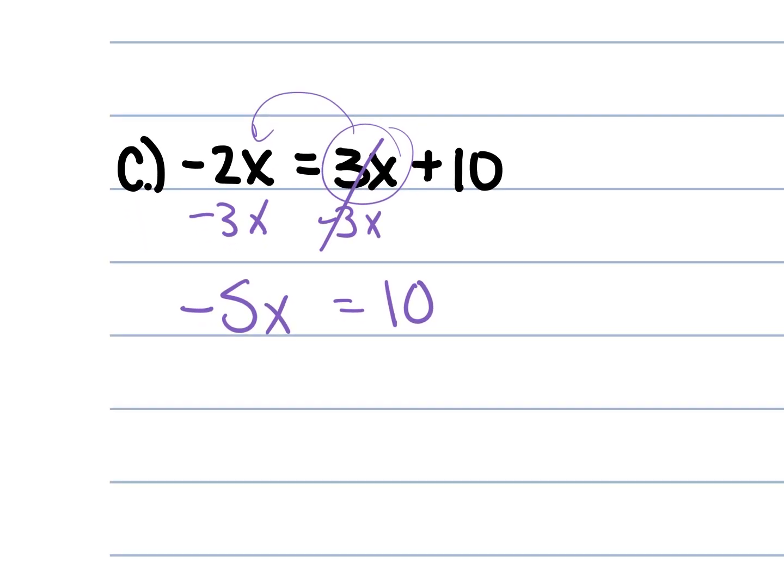Next, since negative 5 is being multiplied to x, I want to do the opposite to move it to the other side. So I'm going to divide both sides by negative 5. So it cancels out on the left. So x is equal to 10 divided by negative 5, which would be negative 2.